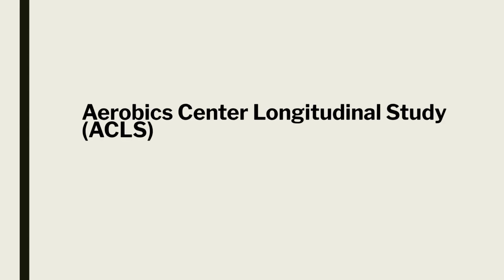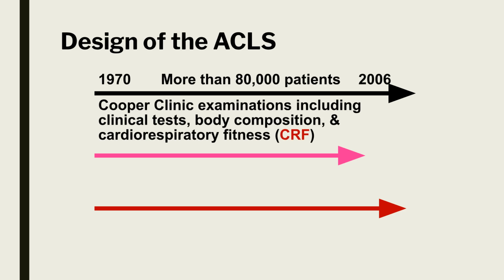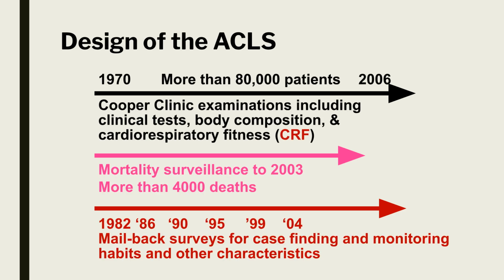The next classic cohort study that I want to introduce is the Aerobic Center Longitudinal Study. The project began in 1970 and continued through 2006, enrolling over 80,000 participants. Data were collected through Cooper Clinic examinations, including clinical tests, body composition, and cardiorespiratory fitness. Participants were followed for mortality outcomes until 2003, resulting in about 4,000 deaths. In addition, 6 periodic surveys collected information on lifestyle behaviors such as diet, smoking, and substance use.